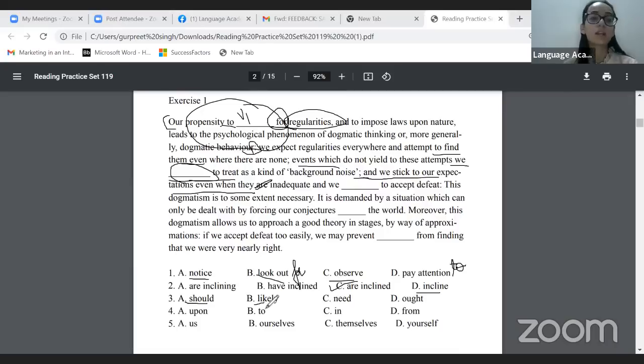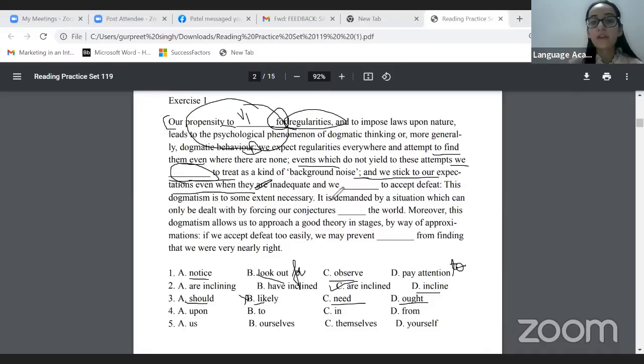Like we are likely to, we were likely to, it is likely to, but we cannot say "it likely to" or "we likely to." So without a helping verb, we cannot use the word likely. We need to accept defeat and we ought to accept defeat. Both of them are grammatically right. But this is a continuation of a sentence.